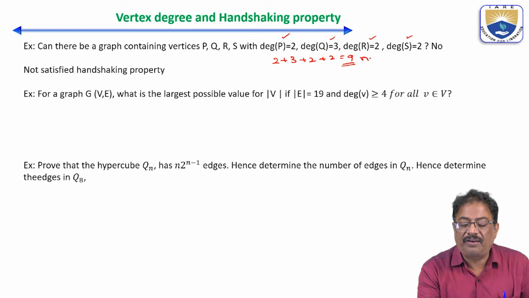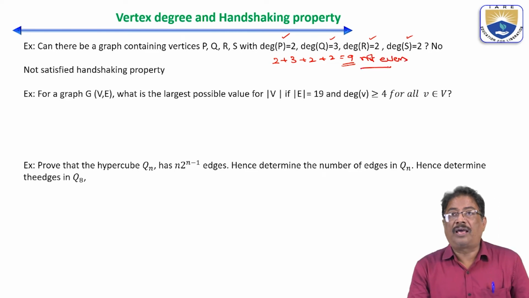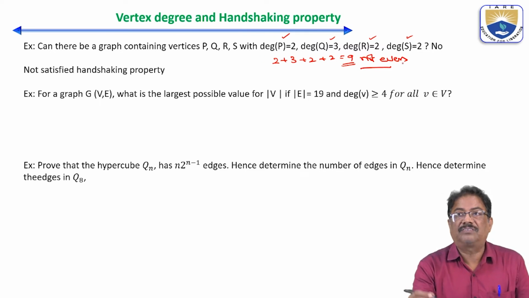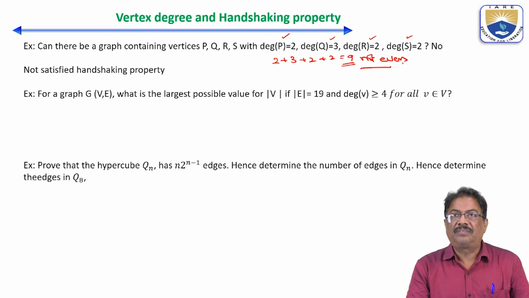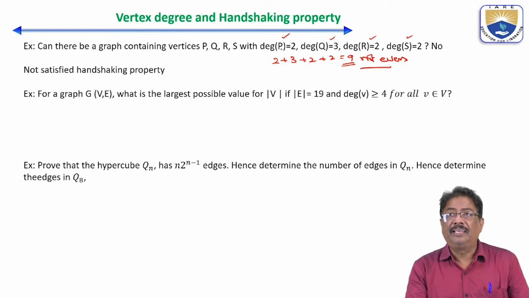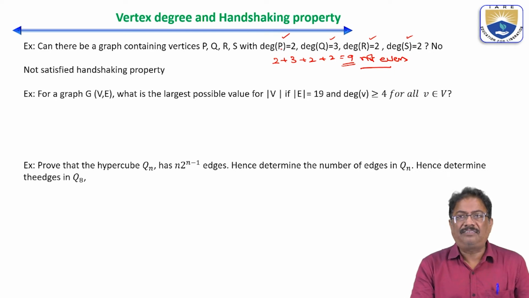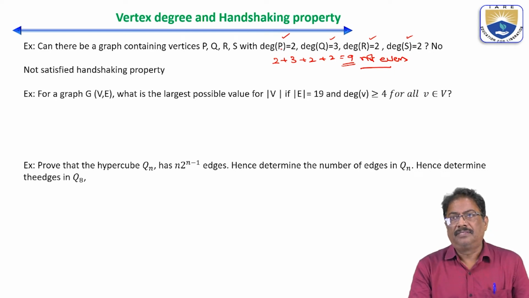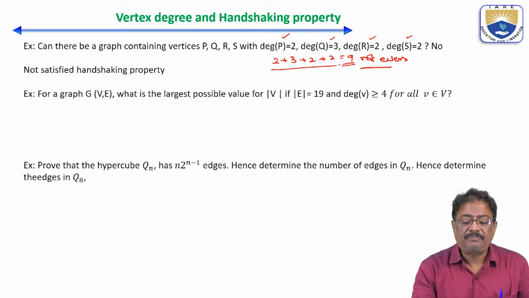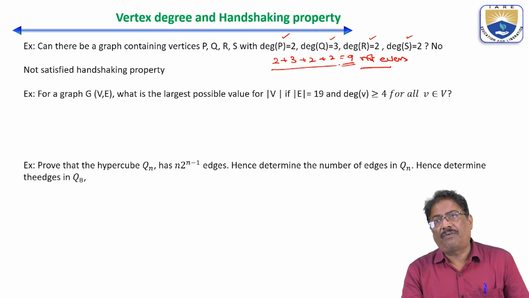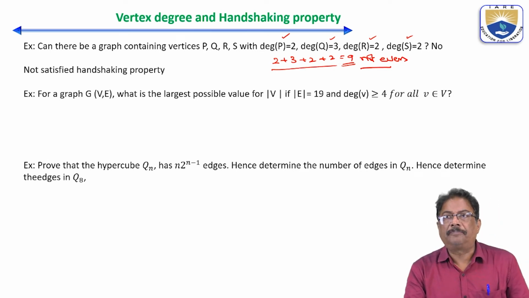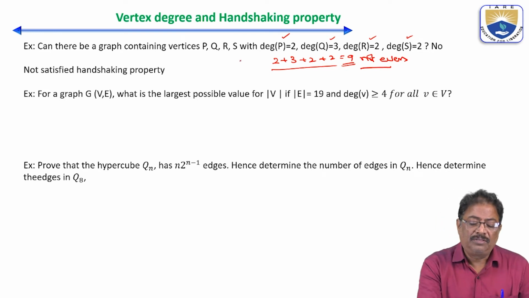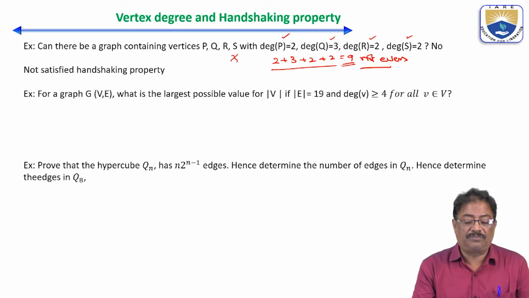9 is not even. So there is no graph with this degree sequence, because it is not satisfying the handshaking property. That means the sum of the degrees of all vertices is not even. So this degree sequence is not possible.